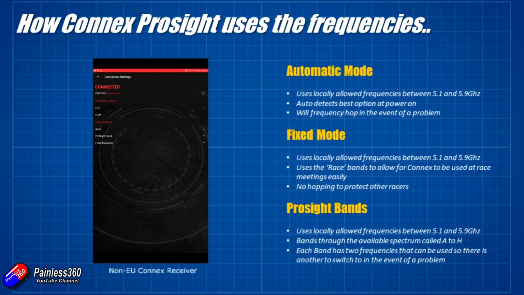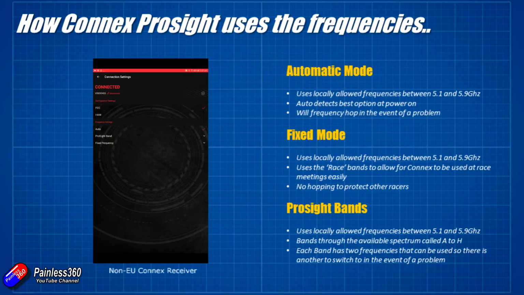In automatic mode, the available frequencies, depending on where you live in the world, can range from down at 5.1 up to about 5.9 gigahertz. So a much broader set of frequencies than are available to standard FPV. Not all of those are available in all countries, and not all of those are available unless you have the ham license set up on your Prosight as well. But a little bit more about that in a second.